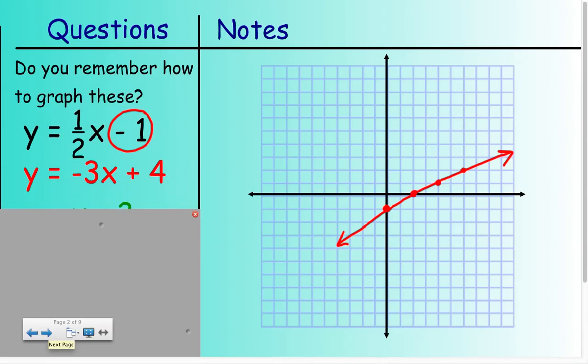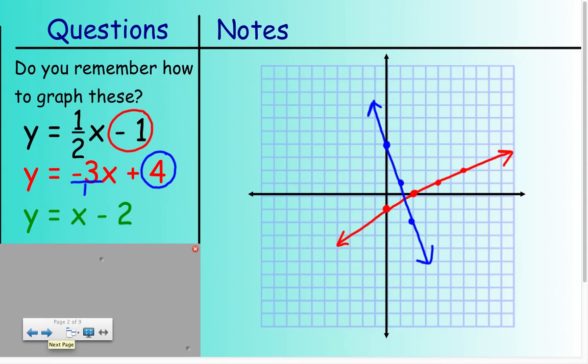Second one, y equals -3x plus 4. My y-intercept is 4. So I'll put my first dot at 4 on the y-axis. My slope is -3, which is the same as -3/1. So from my dot, I'll go down 3, over 1, down 3, over 1. You can do all of these on the same coordinate plane.